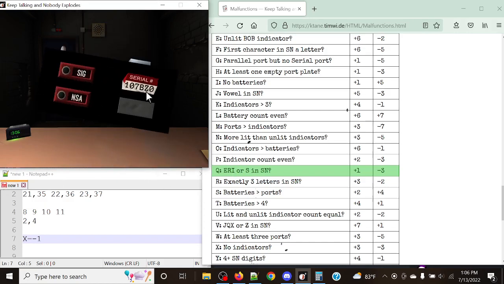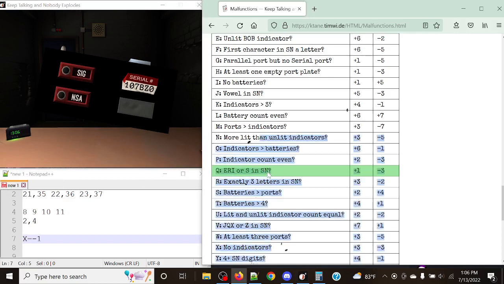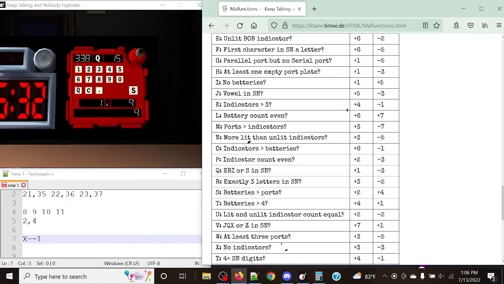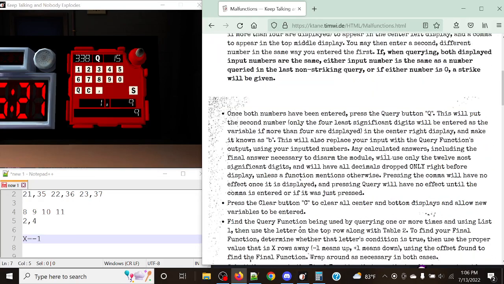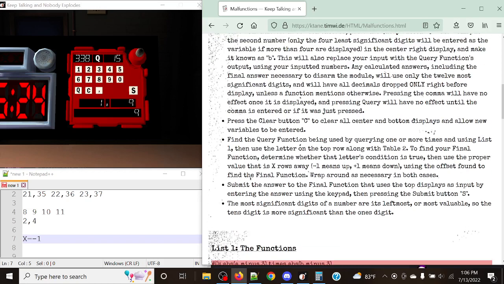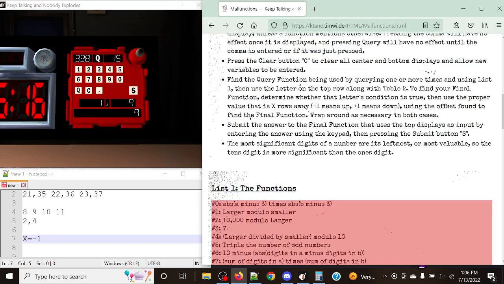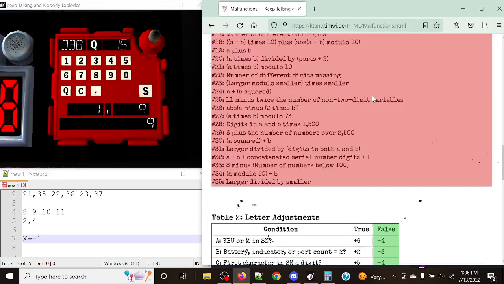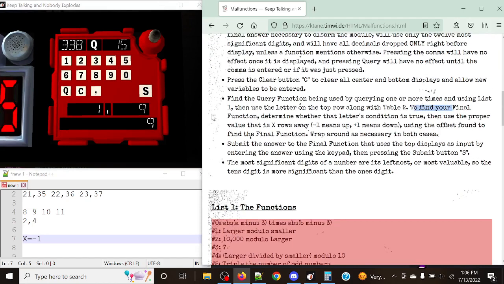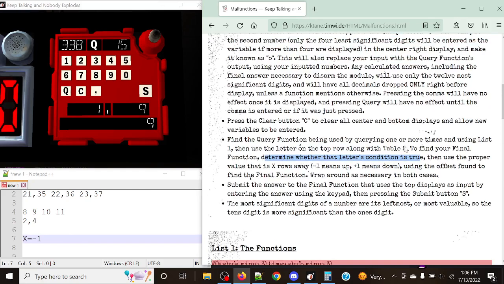E, R, I, and S. No, none of those are present in there. So this is going to give us a false result here. However, there is a bit of a catch that we need to note down here. Find the query function being used by querying one or more times and using list 1. So in this case, we use list 1 to find our functions. Then use the letter on the top row along with table 2. So in this case, we're using Quebec. We're finding the condition. To find your final function, determine whether that letter's condition is true. In this case, we determined that it was false.